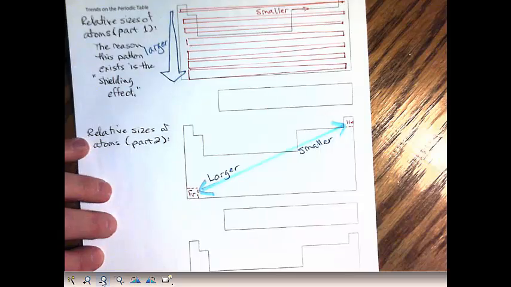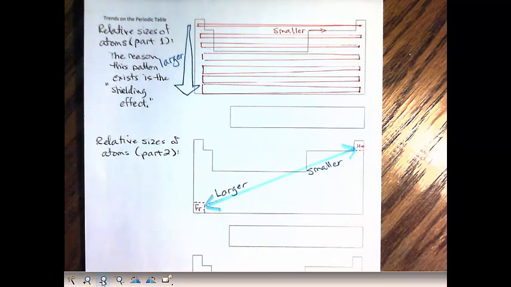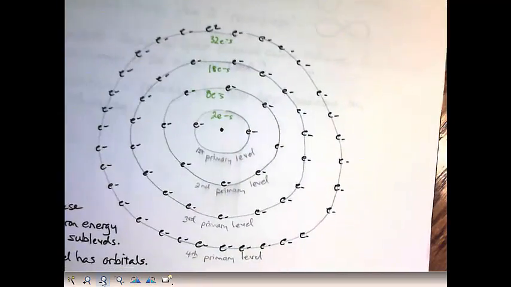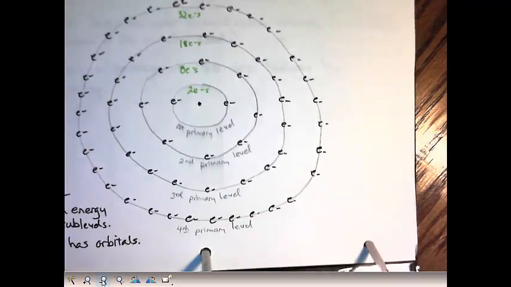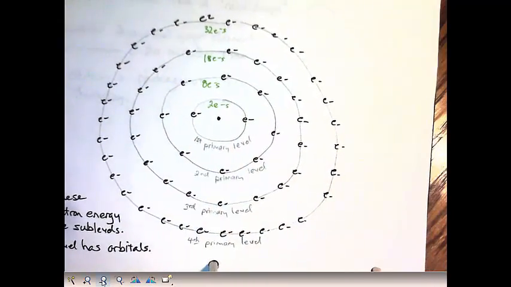Wait, so what does the shield have to do with the size again? Because I get that the more protons, the more electrons. Because each of these layers of electrons creates an electromagnetic shield between the proton and the outermost electrons.